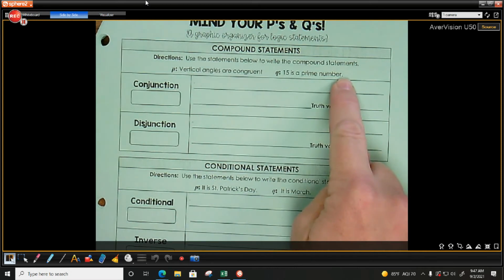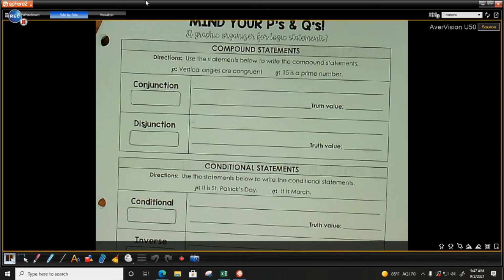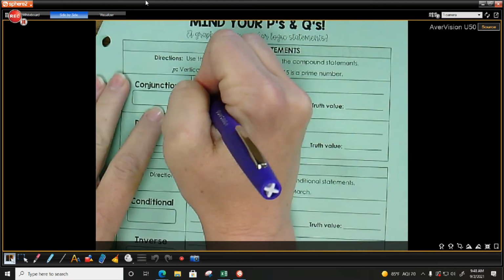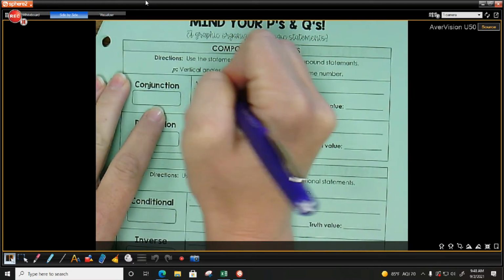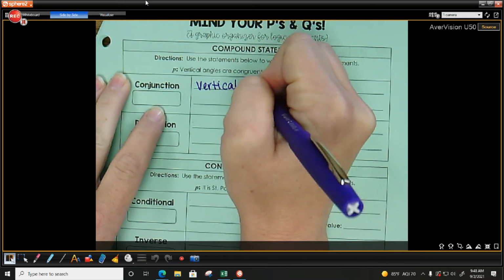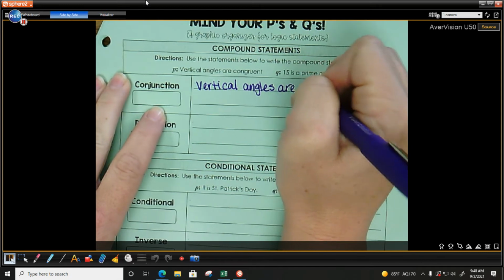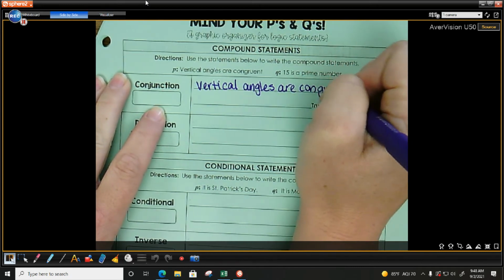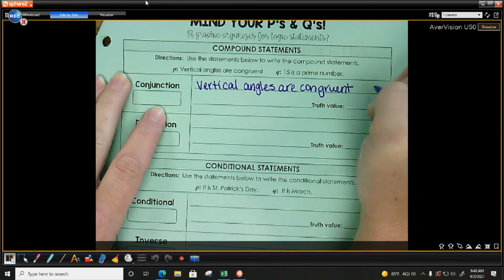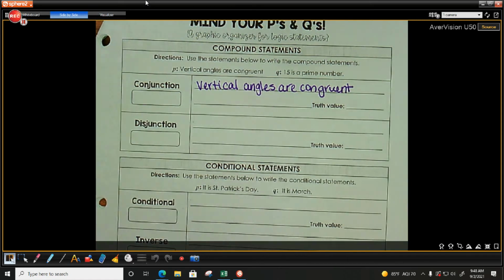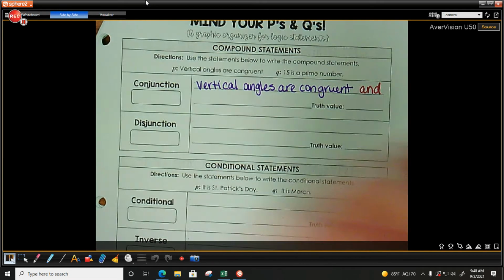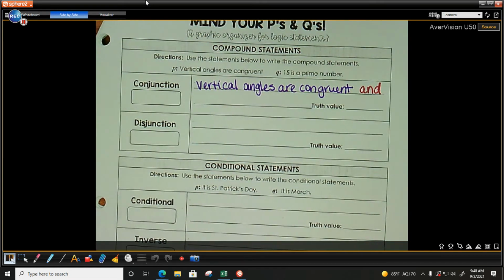Okay, so our conjunction would be vertical angles are congruent, and 15 is a prime number.